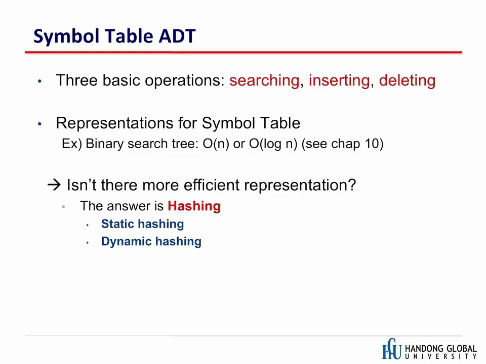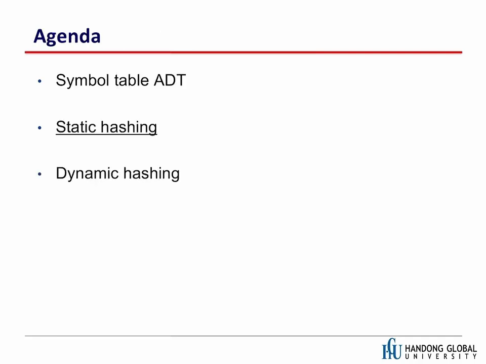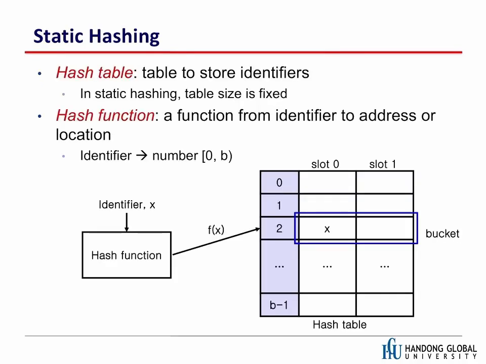As I said, we have static hashing and dynamic hashing. When search time matters, hashing is better than a binary search tree. Hashing is able to find one specific key much faster than a BST. So from now on, let's talk about static hashing. Static hashing is based on the hash table, which stores identifiers.